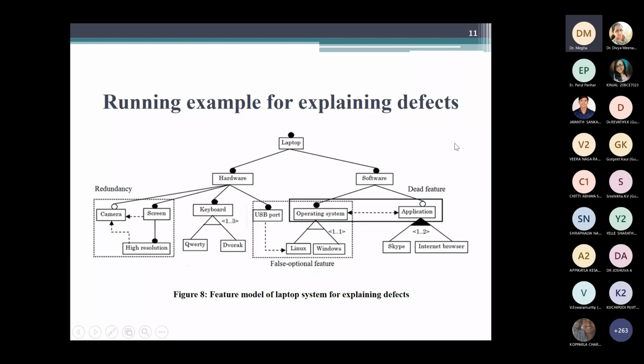Now, if we look into the right hand side part of the tree, software is the mandatory feature, operating system is the mandatory feature, and application is the optional feature. Operating system being a mandatory feature means it is going to be a part of the valid product, but it excludes the application feature. Exclusion means that these two features cannot be a part of valid software products at the same time, meaning only one has to be selected. So operating system is going to be a part of your valid software product, and this application, although it is defined in the model, is never going to be a part of your valid software products. That is an example of a dead feature.